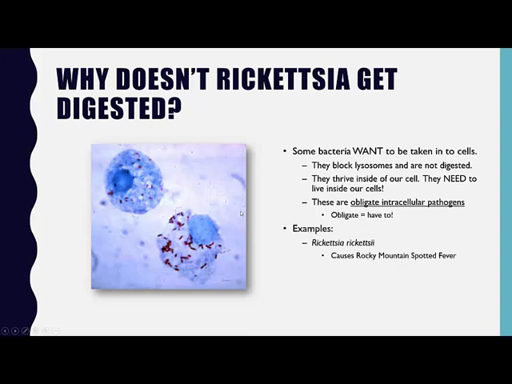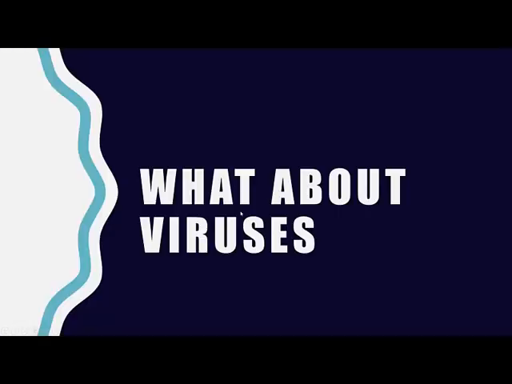Examples: Rickettsia rickettsii, which causes Rocky Mountain spotted fever, and also Mycobacterium tuberculosis. They actually love to be eaten by something called a macrophage. It's a white blood cell. It eats it, but is unable to digest it with lysozyme. And then the tuberculosis bacteria move around the body inside the white blood cell, never being detected. And it causes tuberculosis, right? Right.